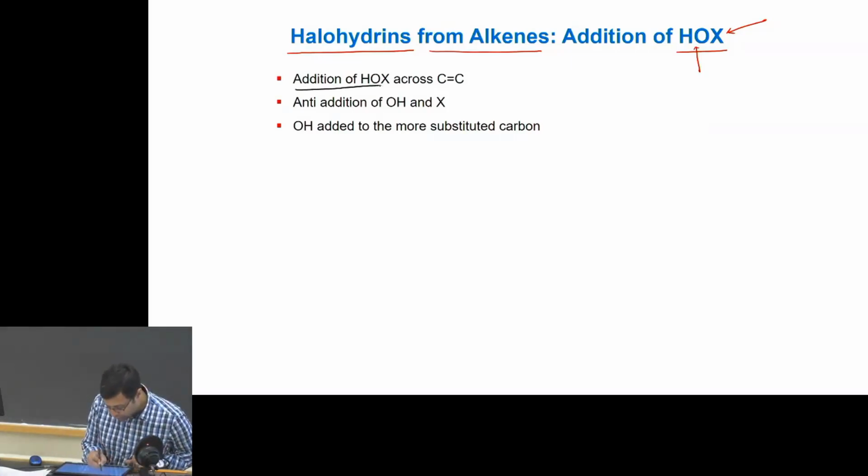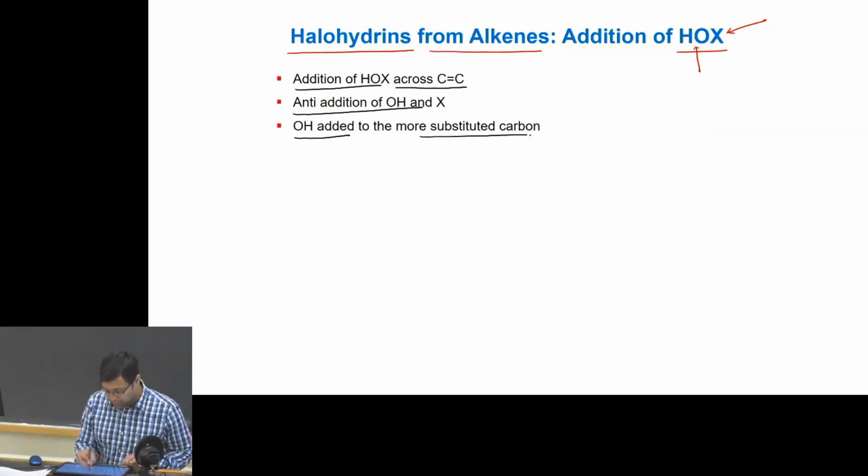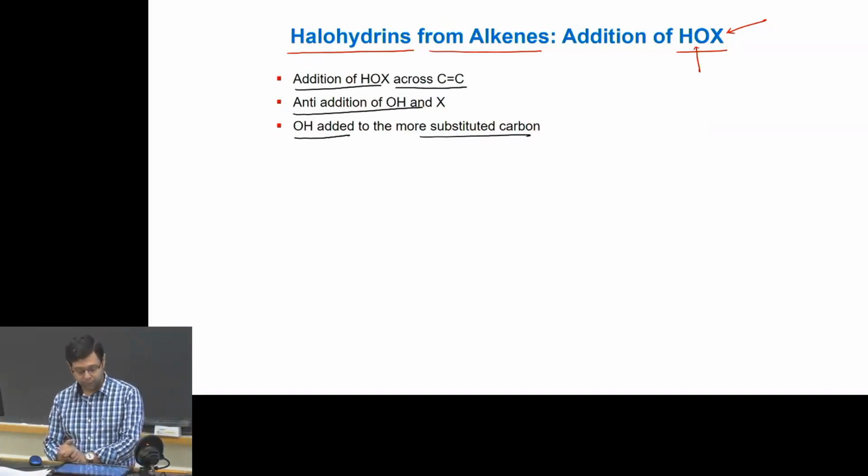It is the addition of HOX across carbon-carbon double bond. It's an anti-addition of OH and X. Like your dihalogenation, it is an anti-addition. All right? And always OH is added to the more substituted carbon of the double bond. Halogen is added to the less substituted carbon of the double bond. All right? So let's take an example.